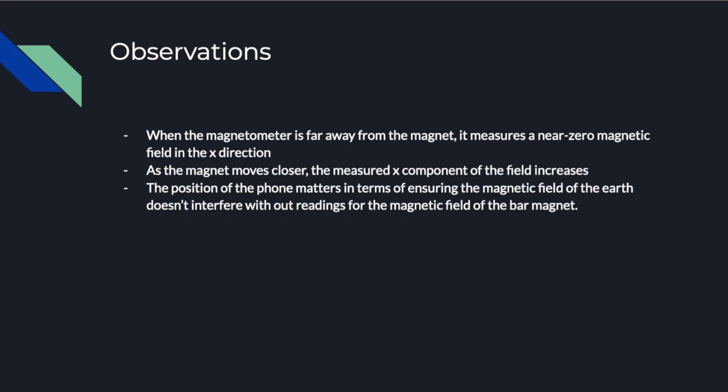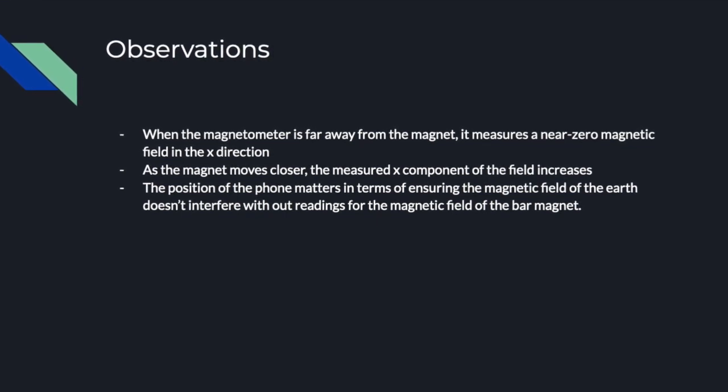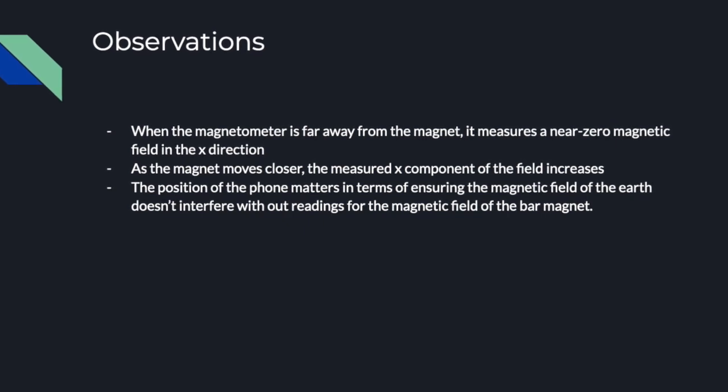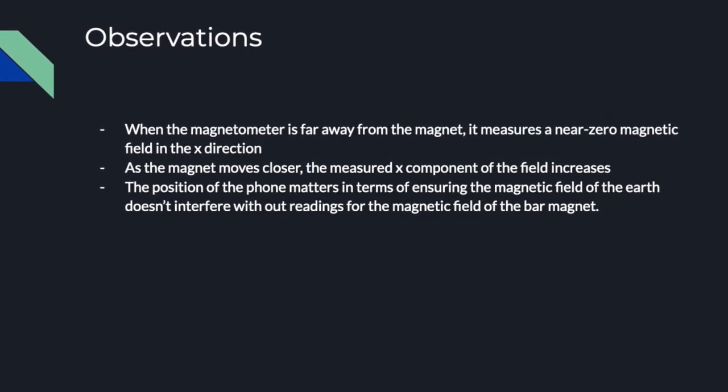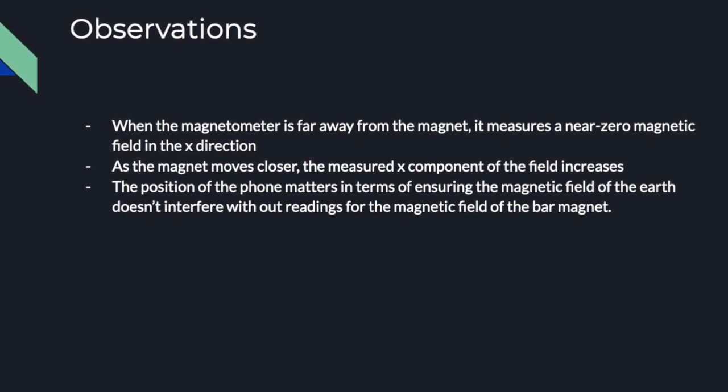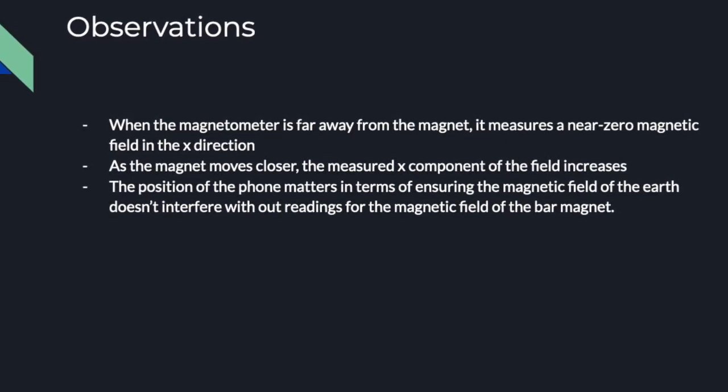Some of the observations made were that when the magnetometer is far away from the magnet, it measures a near zero magnetic field in the x direction. As the magnet moves closer, the measured x component of the field increases, and the position of the phone matters in terms of ensuring the magnetic field of the Earth doesn't interfere with our readings for the magnetic field of the bar magnet, especially the orientation.